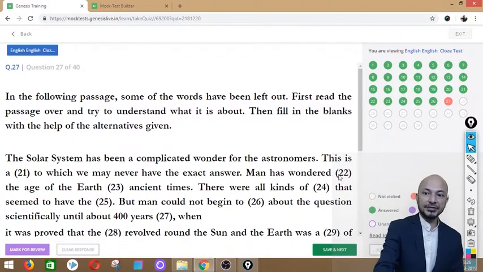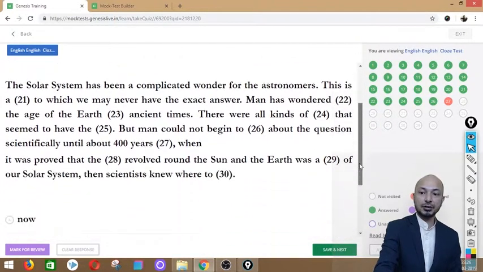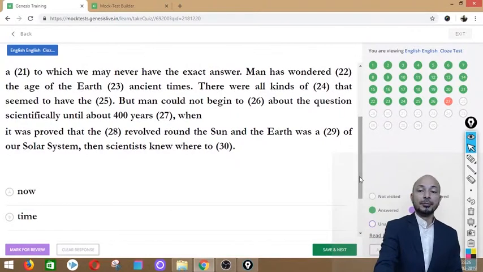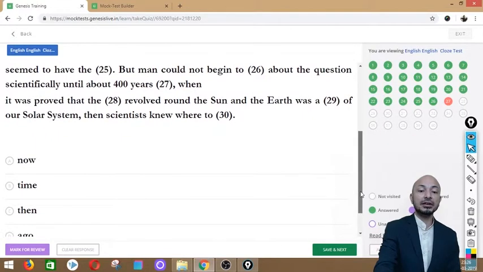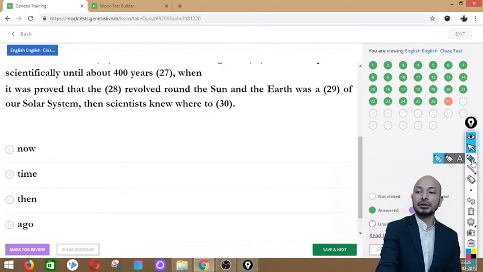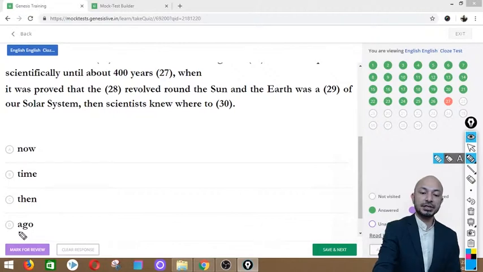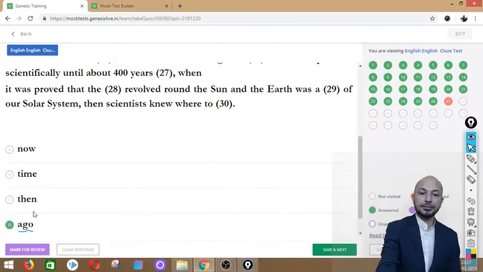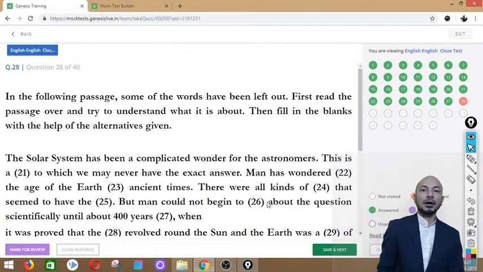On to number 27, and let's scroll down on the passage. So man could not begin to think about the question scientifically until about 400 years dash. 400 years now, 400 years time, 400 years then, 400 years ago. And the correct answer is option D, which says 400 years ago. So we click option D and say next.